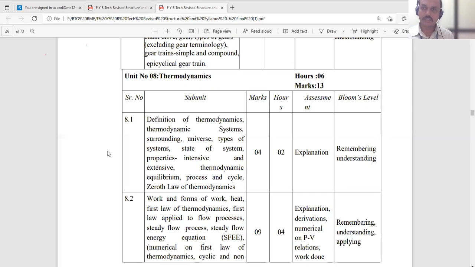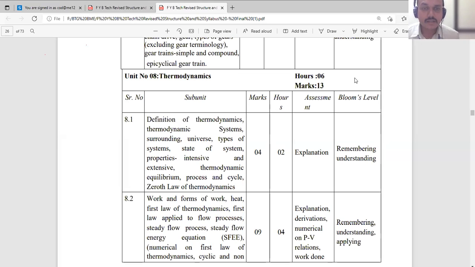Then, screen is not visible. Screen is not visible. Hello. Visible, sir. Visible. Okay. So I think on your side some problem is there. You please check. Yes, sir. Okay.